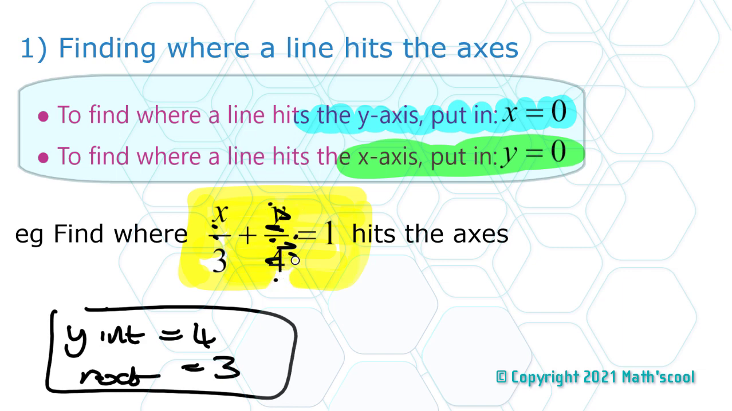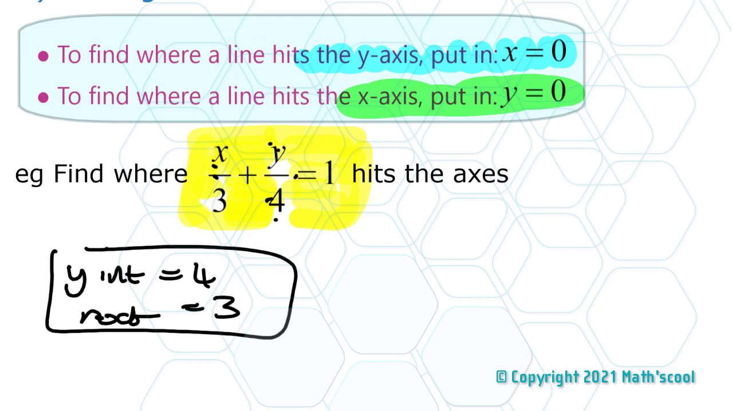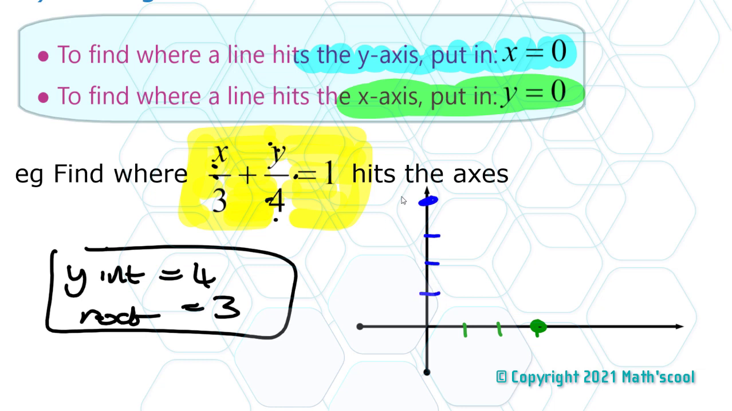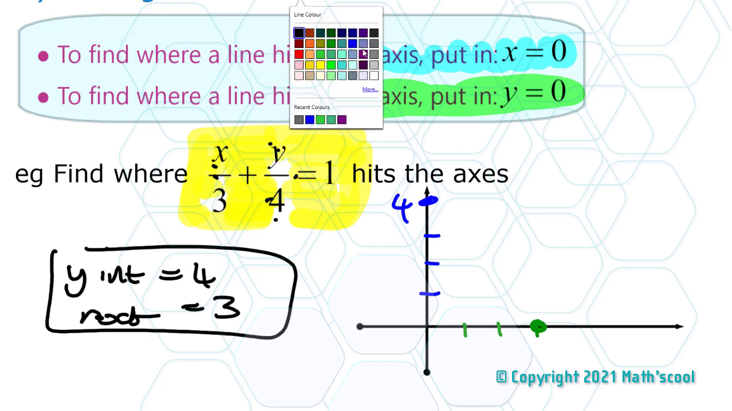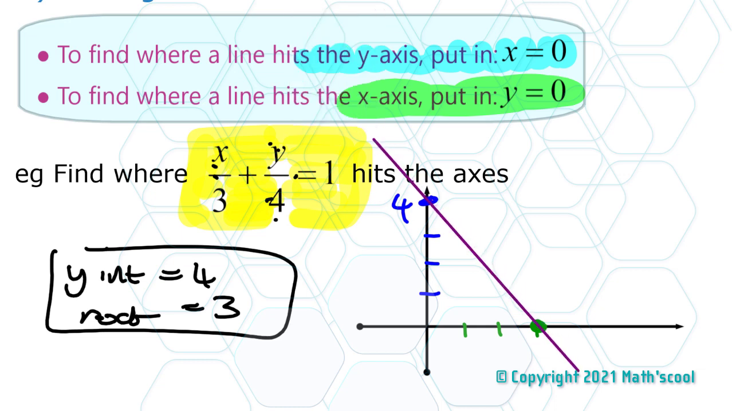So now I know that if I wanted to sketch this line, I would say, oh okay, I know it hits the x-axis at 3, 1, 2, 3. It hits the y-axis at 4, 1, 2, 3, 4. And then I would just connect them together using a straight line. And so there's my line connecting those 2 points. That's the line x over 3 plus y over 4 equals 1.